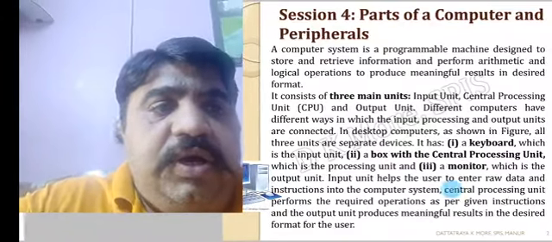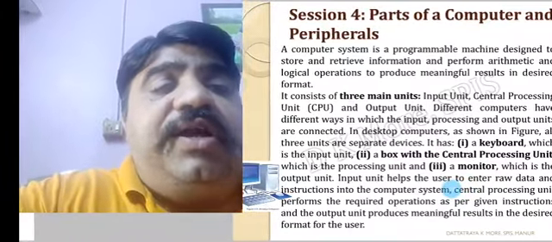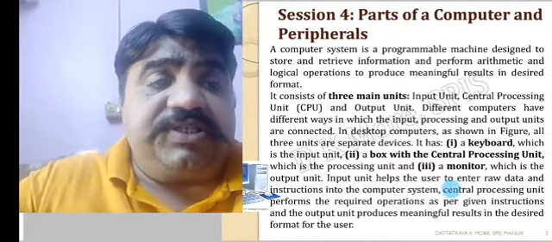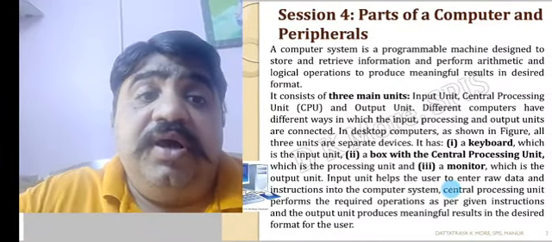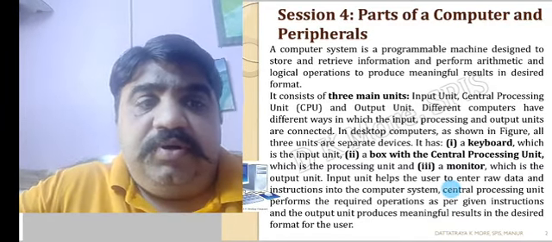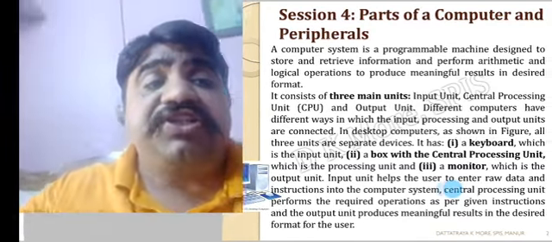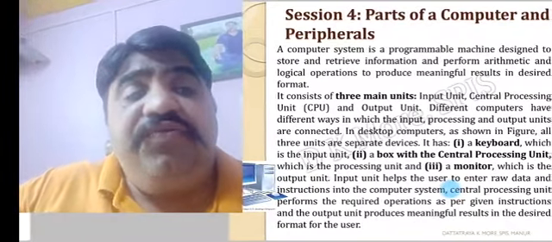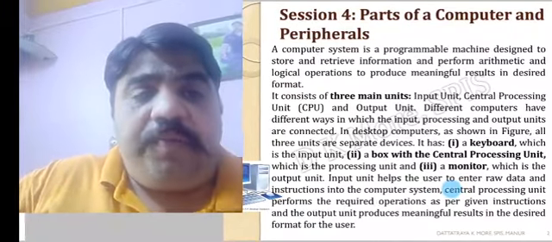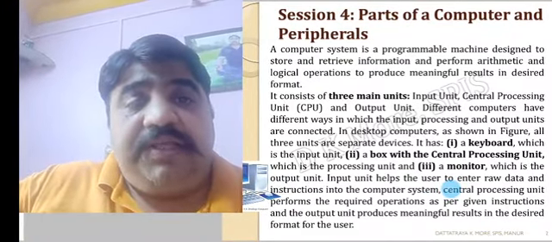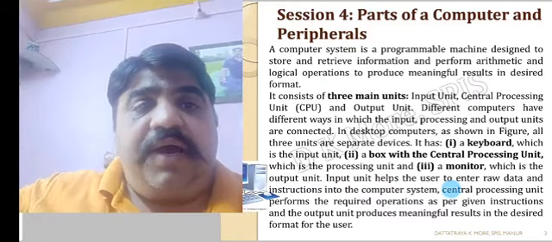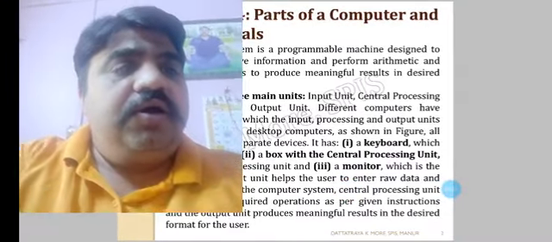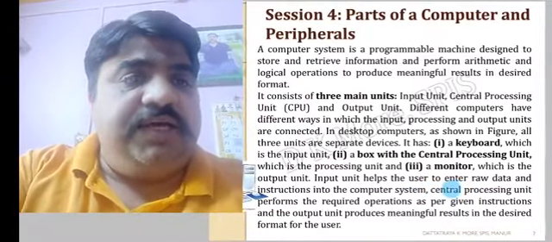Input unit helps the user to enter raw data and instructions into a computer system. Central processing unit performs the required operations as per the given instructions, and the output unit produces meaningful results in the desired format for the user. So in this way the computer works, and all its units work together in synchronization.